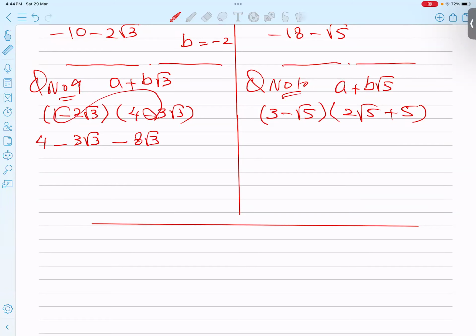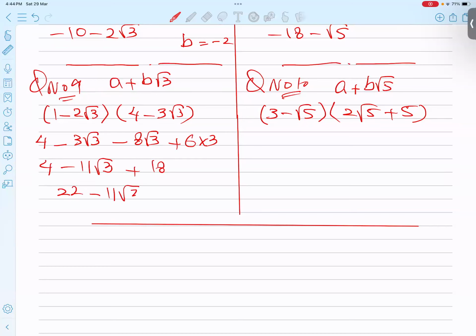So negative into negative gives you positive. So this 2 and 3 multiply, we got a 6. And root 3 multiply, we got only 3. Okay, now this is -3, -8. I will convert it to 11 root 3. And here 3 sixes are 18. 18 plus 4, I got 22.